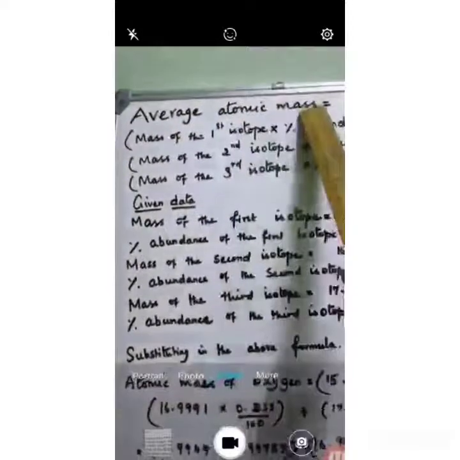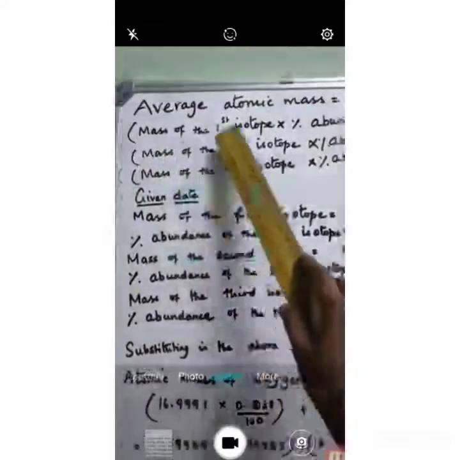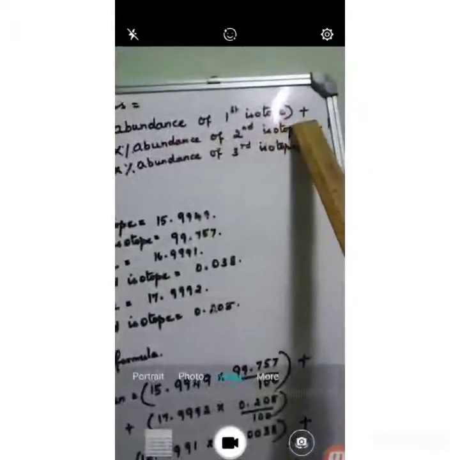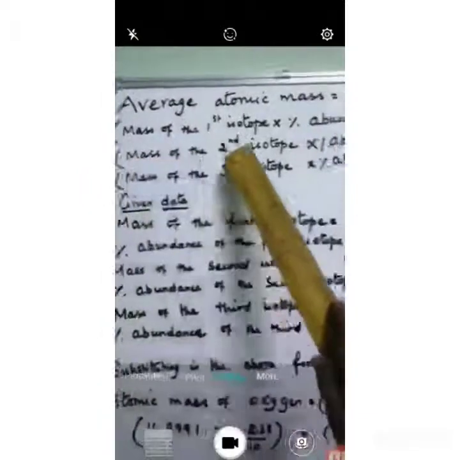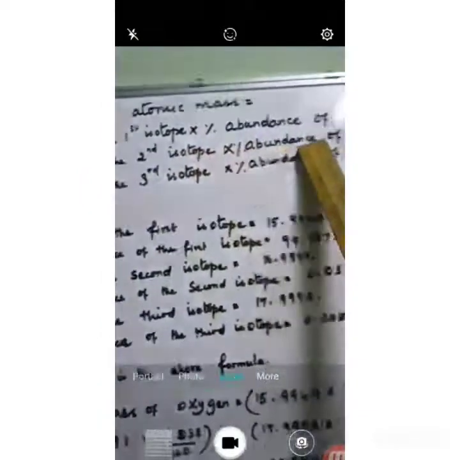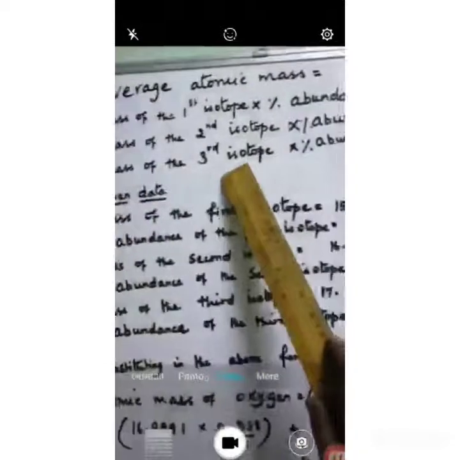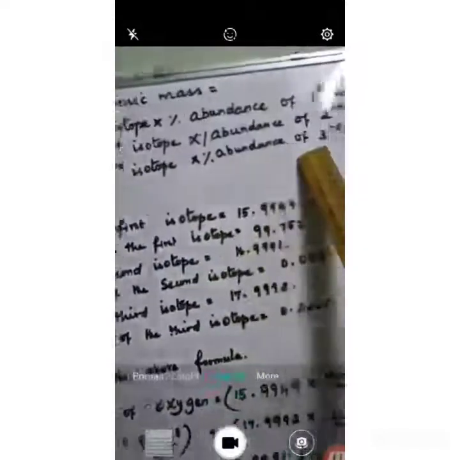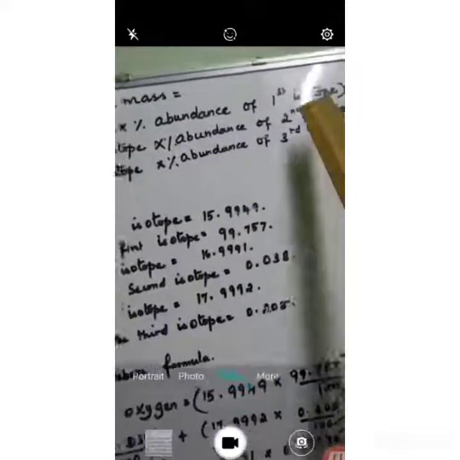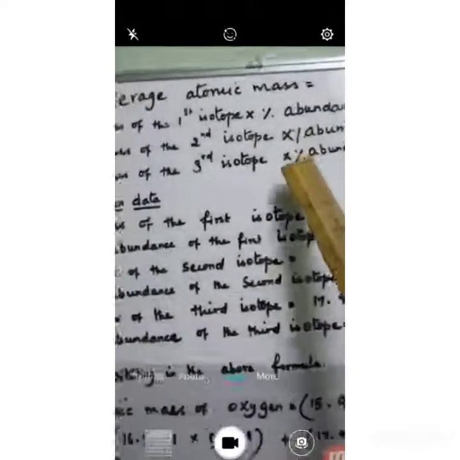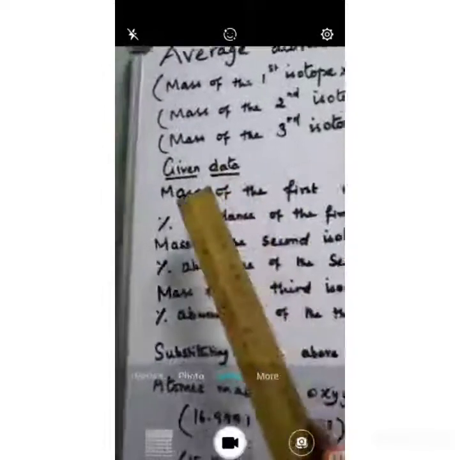Average atomic mass is equal to mass of the first isotope into percentage abundance of the first isotope, plus mass of the second isotope into percentage abundance of the second isotope, plus mass of the third isotope into percentage abundance of the third isotope. Since 3 isotopes were given, we have written 3. Now, given data, let's see.